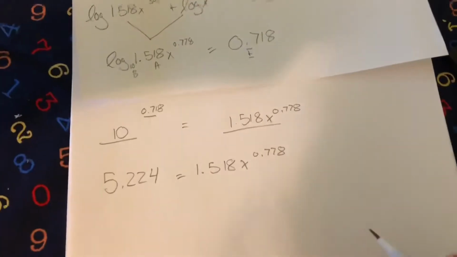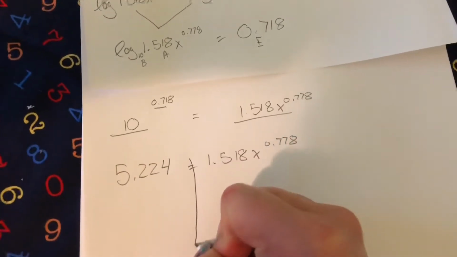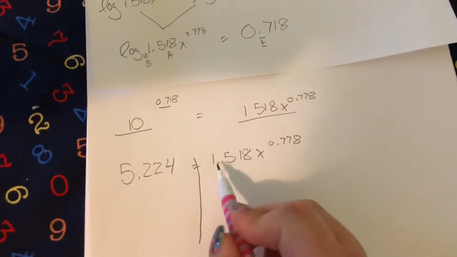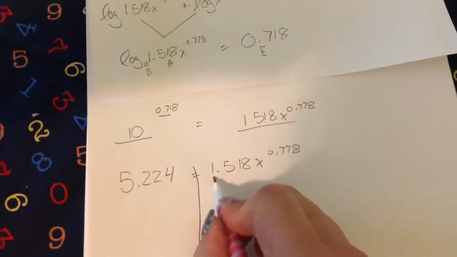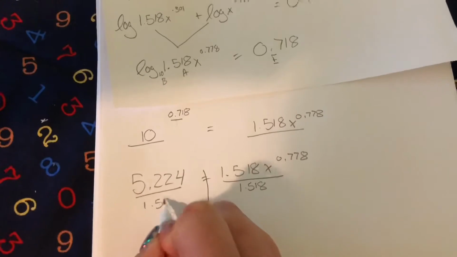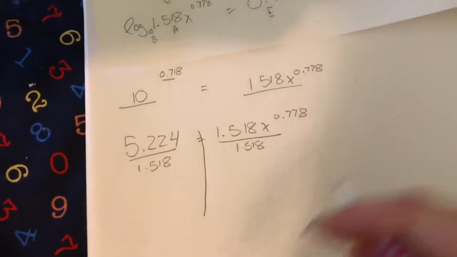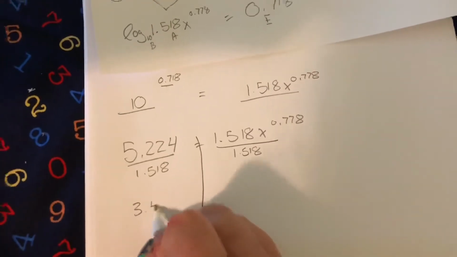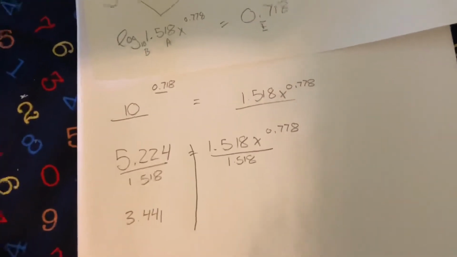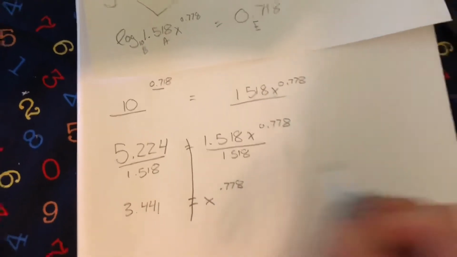We're nearing the home stretch, kids. We're nearly there. Hang tight. We're almost there. And now I just need to finish solving the equation for x. So if I wanted to solve that for x, first I'd want to get rid of the 1.518, so I would divide it off. Put that in my calculator, which I already did earlier. It makes 3.441. And that equals x to the 0.778.